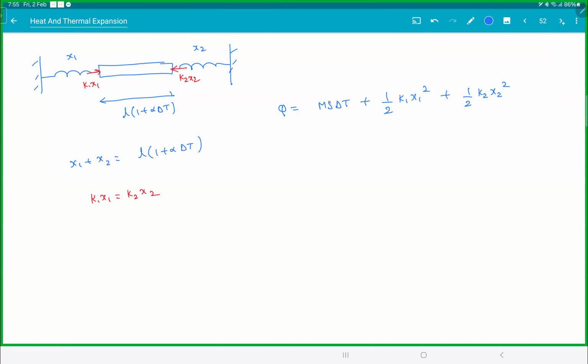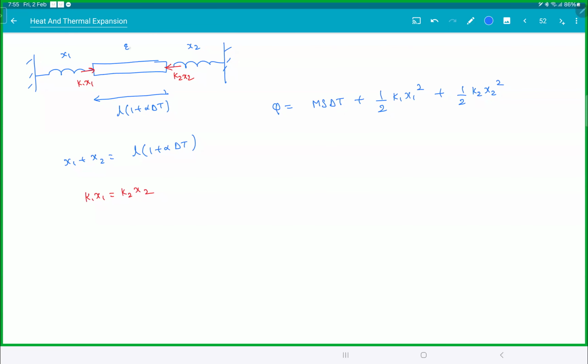The total change in length of the rod is the compression in the springs. Spring forces are equal because the tension should be the same. It is in equilibrium. And whatever energy you supply will go into the rod plus the springs.